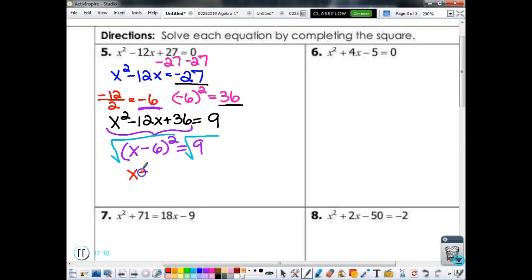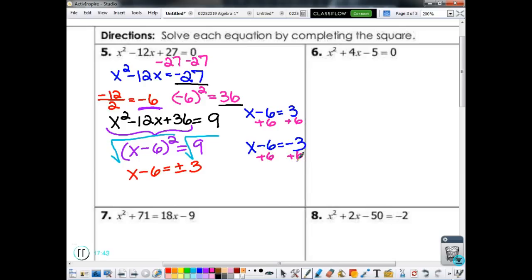so this becomes x minus 6 equals, and then this on this side, what is it? What's here? Just 3? Plus or minus 3. Good. So then if you split them up, you have x minus 6 equals positive 3, and then x minus 6 equals negative 3. Right? And so now I just have to solve for x. So I'm going to add 6 to both sides.